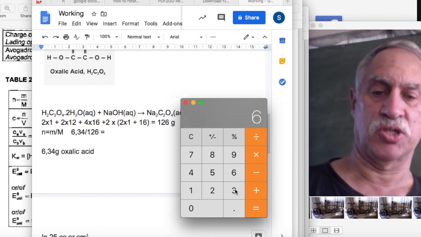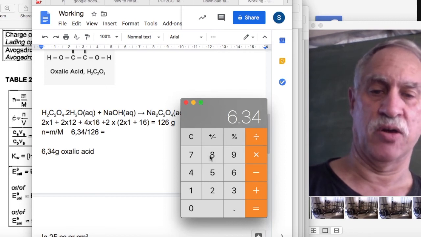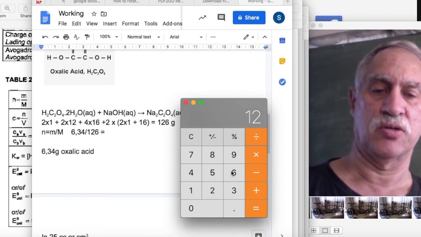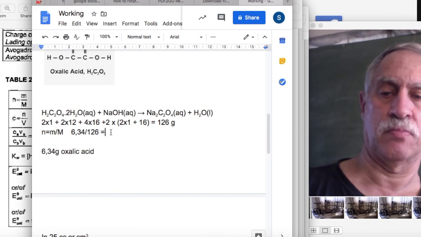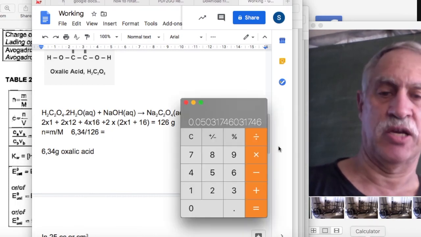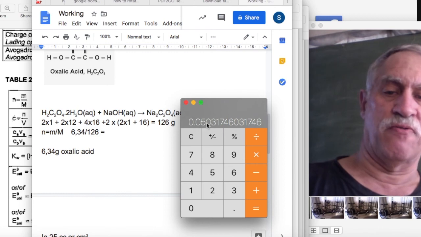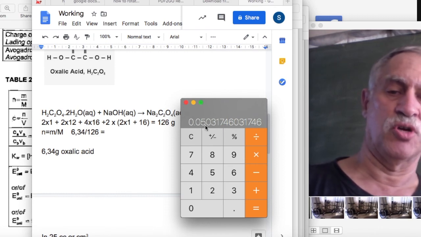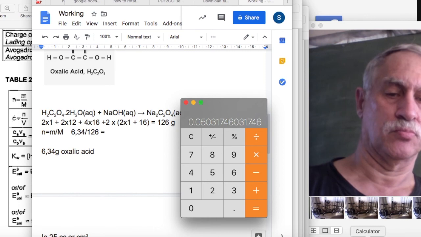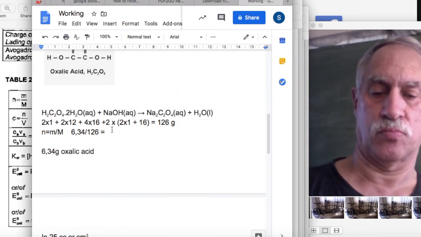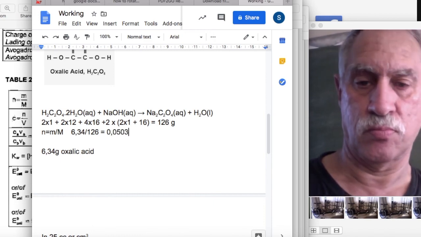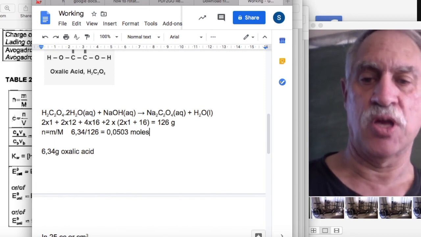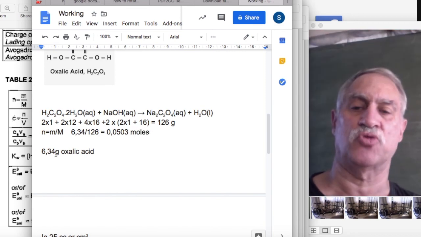6.34 divided by 126 equals, let's get our calculator again, 6.34 divided by 126 equals, let's write it down, 0.0503 moles. So that's how much 6.34 grams represents.